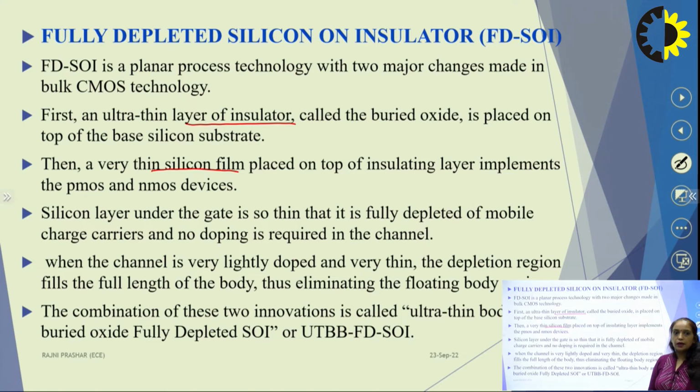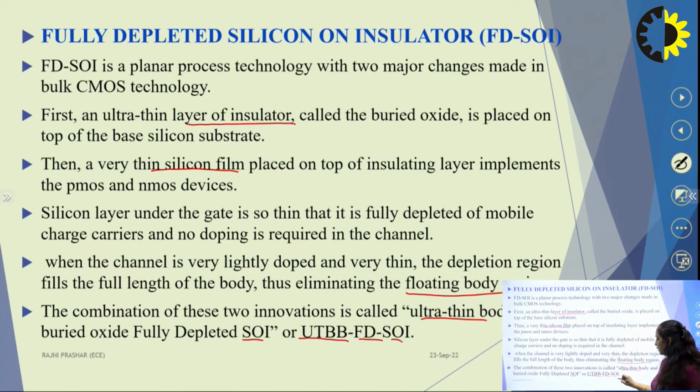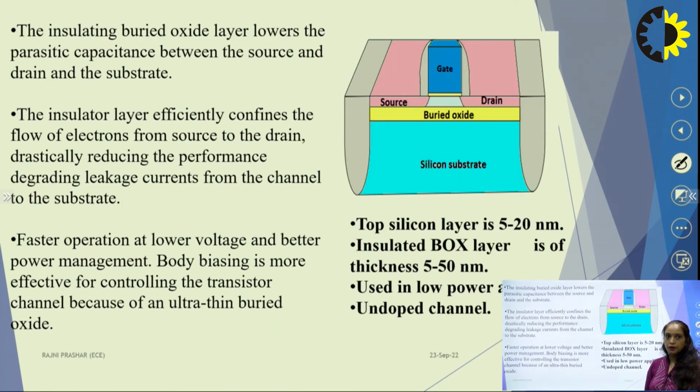So, when the channel is very lightly doped and very thin, your depletion region fills the full length of the body, and thus removes the floating body region. So, in this case, we have the advantage that no floating body will be there and no history charges will be there, and we have a very thin silicon buried oxide. So, the combination of these two variations is called ultra thin body and buried oxide fully depleted SOI, and it is named UTBB FD SOI technology. This is the diagram for fully depleted SOI technology.